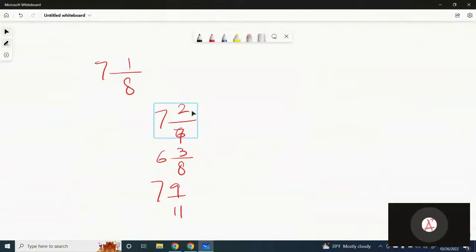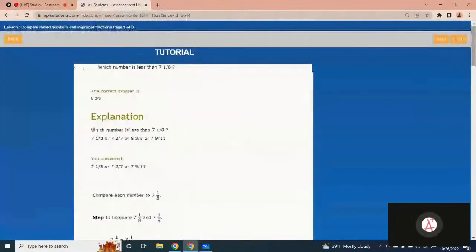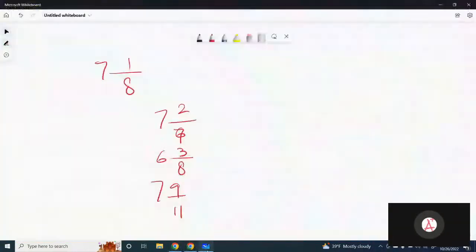Okay, so you have to see. Let me read the question. Which number is less than 7 whole 1 by 8? So you need to see which number is less than 7 whole 1 by 8. Got it? So start with the first one, 7 whole 2 by 7 and 7 whole 1 by 8. Just compare their whole numbers. Both of them have the same whole numbers. Got it? Now just look at the fractions, 2 by 7 and 1 by 8.